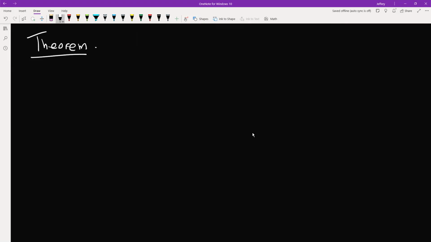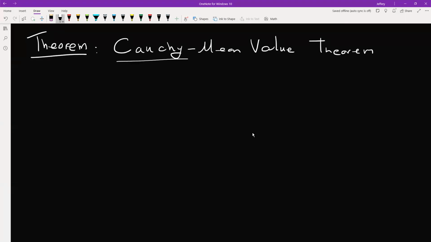So here's my theorem. It's called the Cauchy, or Koshy, however you want to say it, Cauchy Mean Value Theorem. And I'm not 100% certain, but this might also be called the Generalized Mean Value Theorem. I can't remember that. Okay, so what does this thing say? Well, let's take a look. So we start with 2 functions. We've got f and we've got g.